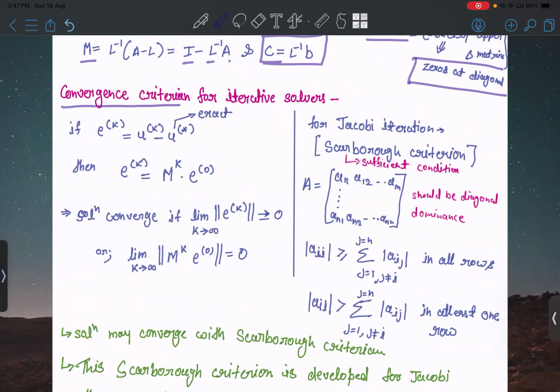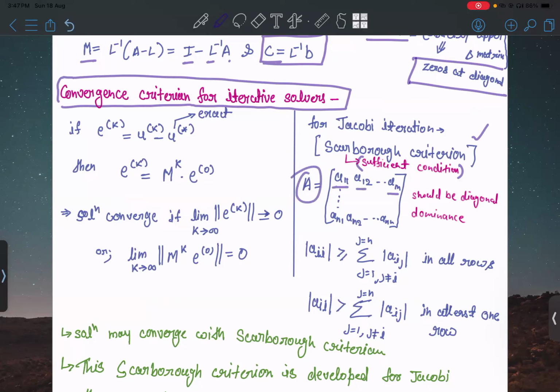Then, convergence criteria for the iterative solvers. There is a criterion known as the Scarborough criterion. This Scarborough criterion is proposed for the Jacobi iteration, but it can be applied to Gauss-Seidel also. It is a sufficient condition, which means it is not a necessary condition. Our system of equations may not satisfy the Scarborough criterion, but still it converges. Suppose I have A equal to A11, A12, dot dot, A1n.